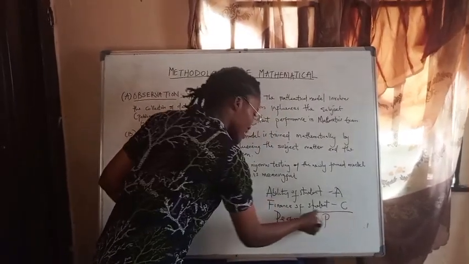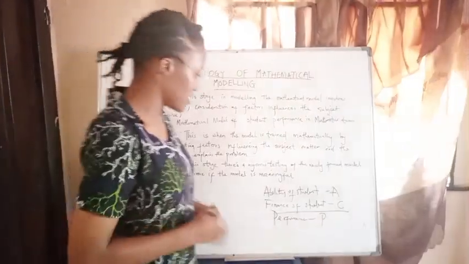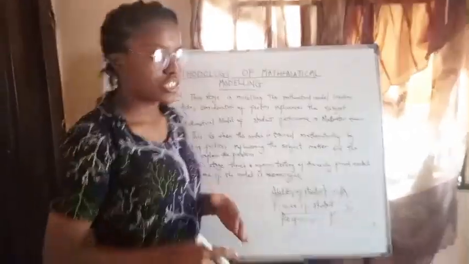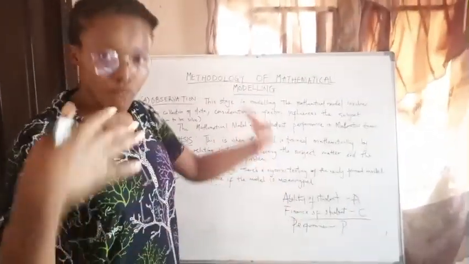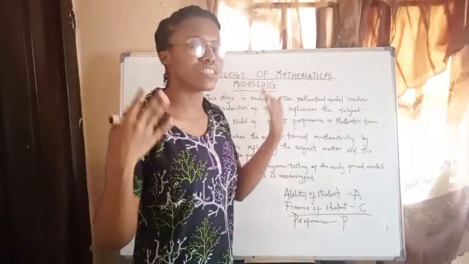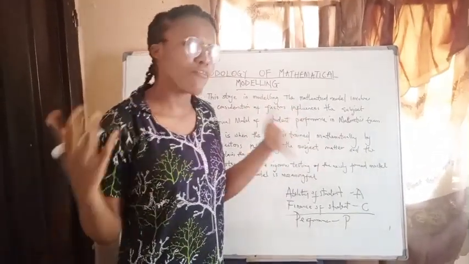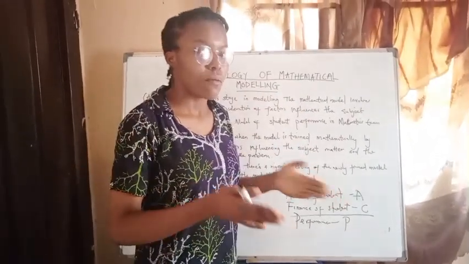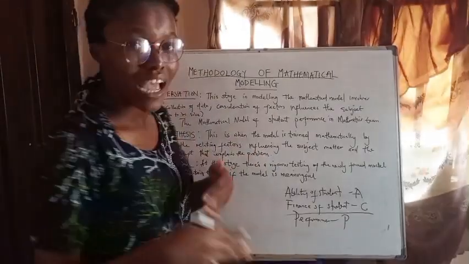So basically, these are the factors I'm considering that are affecting the performance of the students. So at this stage we consider factors. I'm picking two factors for now. You can also think through to see what other things affect the performance of students in a mathematics exam. So let's talk about the hypothesis stage.